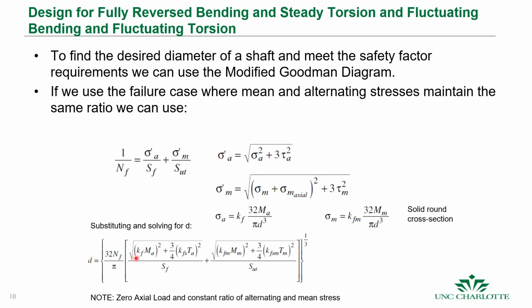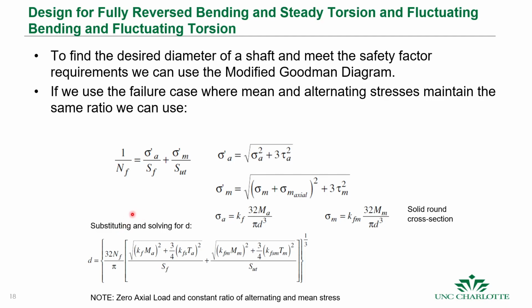We have our bending stress, our applied moments from the bending stress. We have our applied torques, and these are the alternating versions, and then we have the mean or average versions from those loads. We can just plug those values in and get an effective diameter for that design that will satisfy those criteria. So this is how we do design.